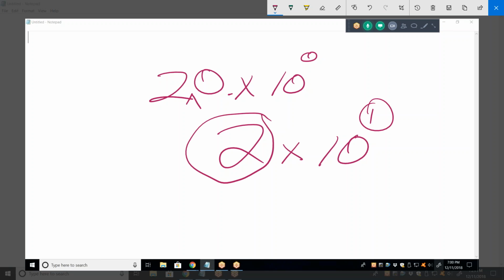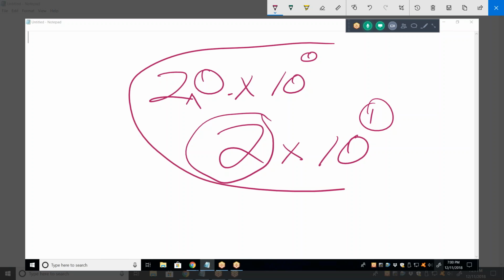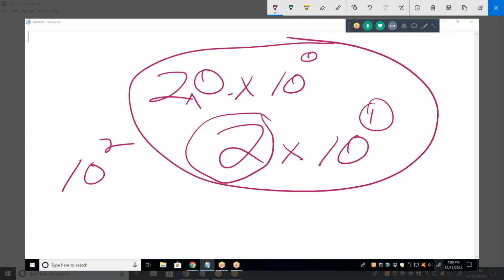So if you ever forget which way to go on scientific notation, just go back to a real simple situation where you know what 20 is, or you know what 10 is. You know what I mean? Or you know 100. 100 is 10 squared. So that's 1 times 10 squared.